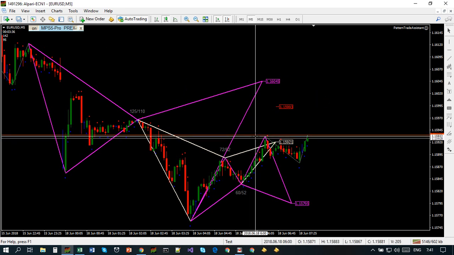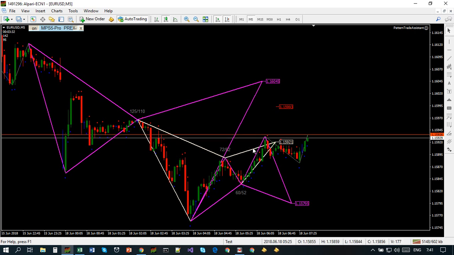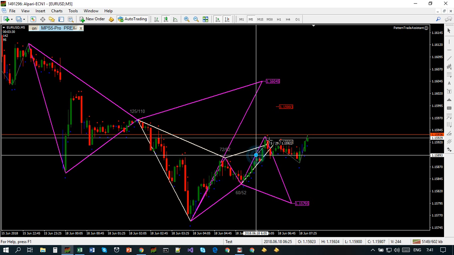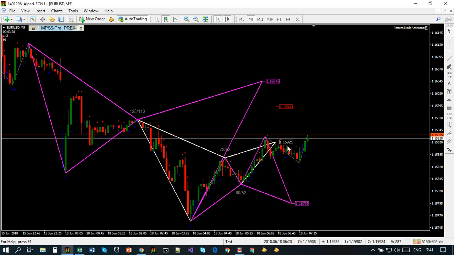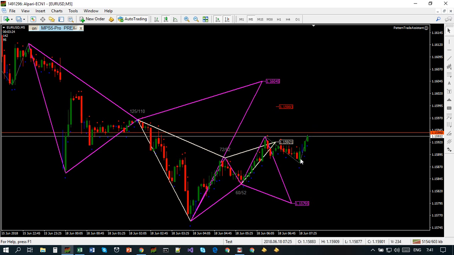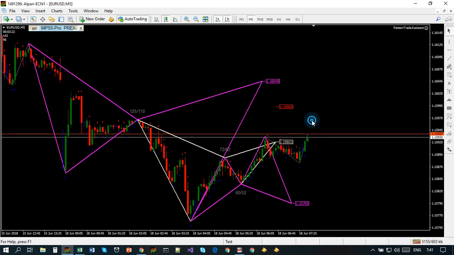This time it hits stop loss. So the pattern hits stop loss. Total stop loss is 4.4. It didn't hit this 6 pip target, so you see the movement started to the upside.